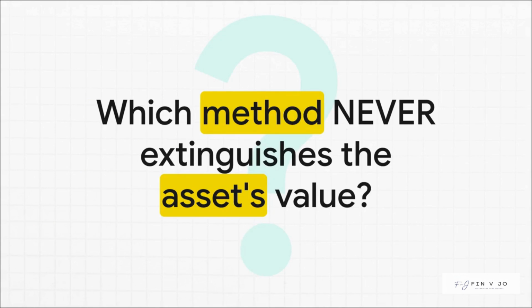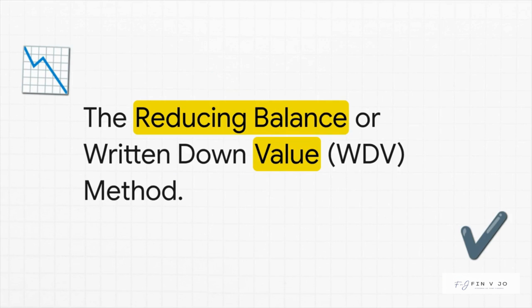Okay, here's your final test question, and this one really relies on understanding the math conceptually. Under which depreciation method can the value of an asset never be completely extinguished? Like which mathematical method always leaves a trace balance, meaning the book value literally never hits true zero? It's the reducing balance or written down value method. Because it takes a fixed percentage of a constantly diminishing balance, the WDV method never actually hits zero. You're always just taking a fraction of a fraction.